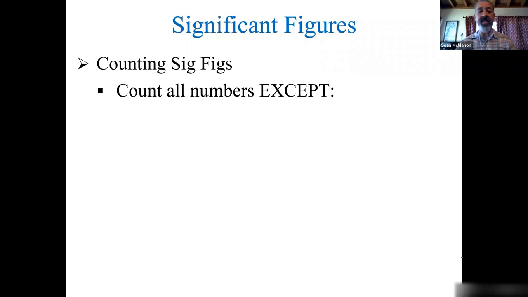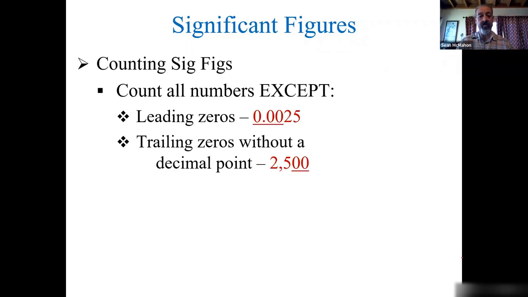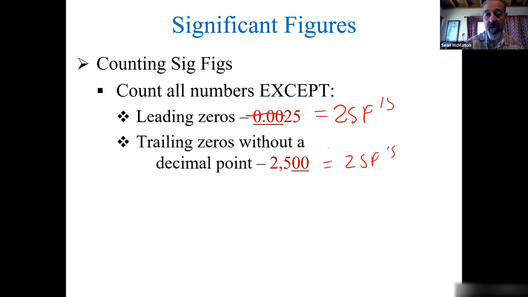So counting sig figs, you want to count all the numbers. So leading zeros don't count. Trailing zeros without a decimal don't count. So we're always counting the numbers. So here, there's 2 sig figs. These don't count because leading never counts. This is 2 sig figs. Why? It's trailing, and sometimes they count, but this time they don't because there's no decimal.